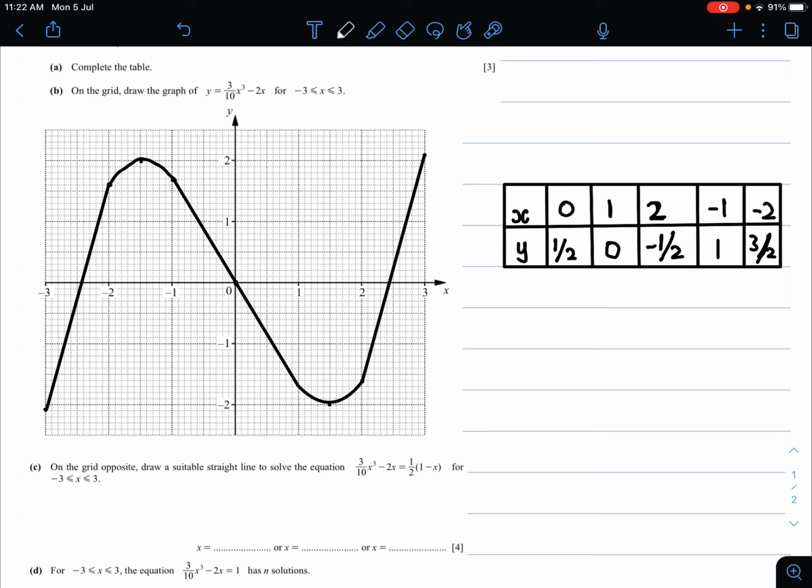So it's 1 comma 0, so right here. Minus 1 comma 1, right here. Minus 2 comma 1.5, which is right here. And 2 comma minus half, so that is right here. Now all we need to do is join the points and then elongate it to the end of the graph, like this.